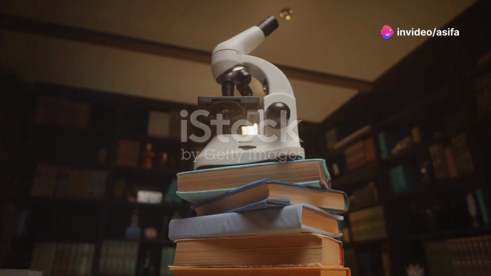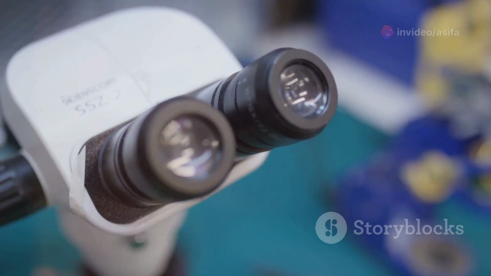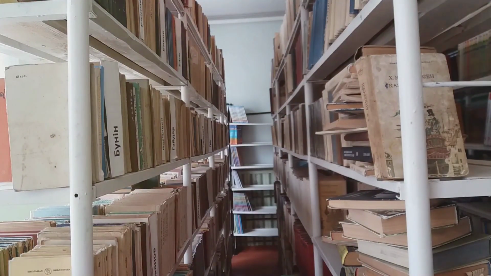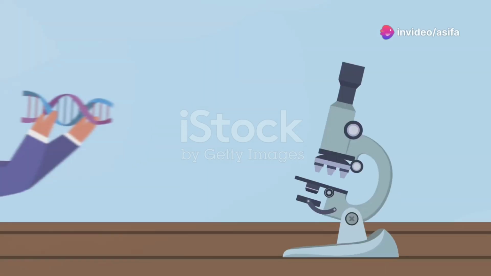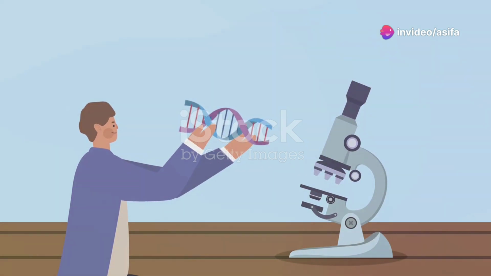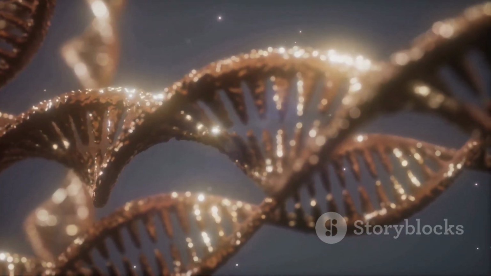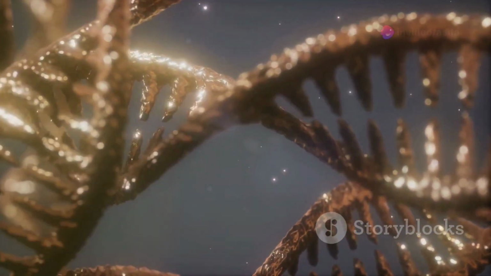Imagine a microscopic library, a vast collection of knowledge stored within the tiniest of spaces. This library holds the instructions for building and maintaining a living organism, a detailed guide to life itself. This is the essence of DNA, the blueprint of life as we know it, a molecular code that defines every living being. DNA's structure resembles a twisted ladder, the famous double helix, a marvel of biological engineering.